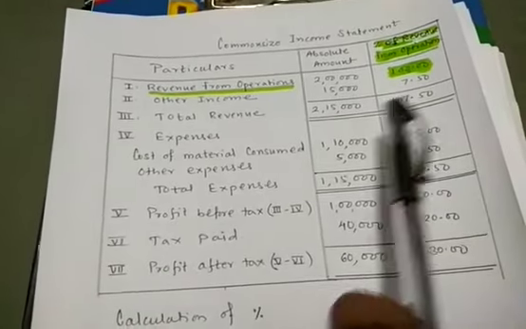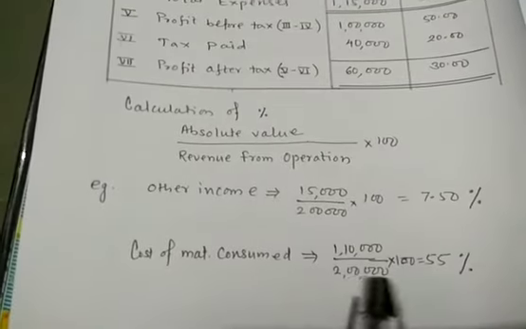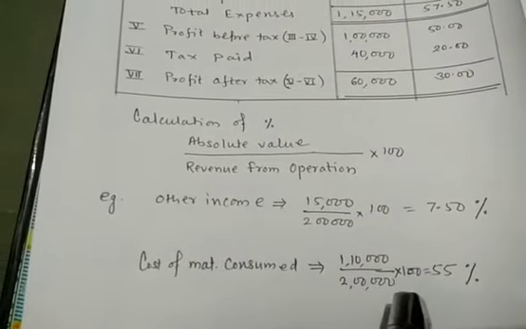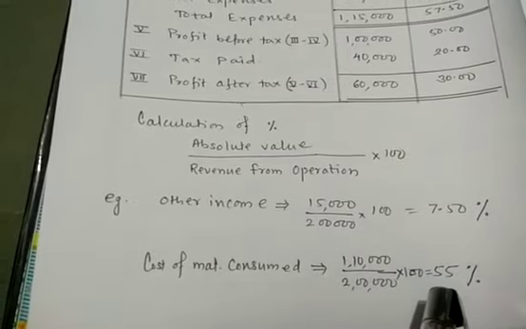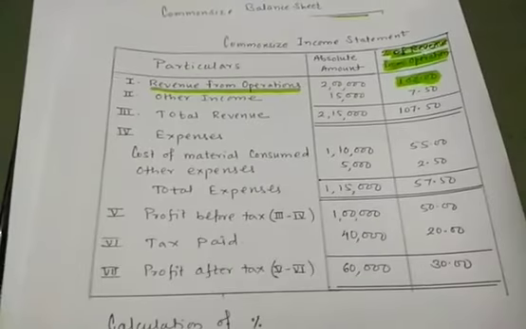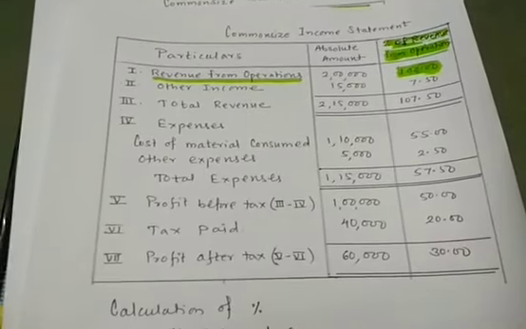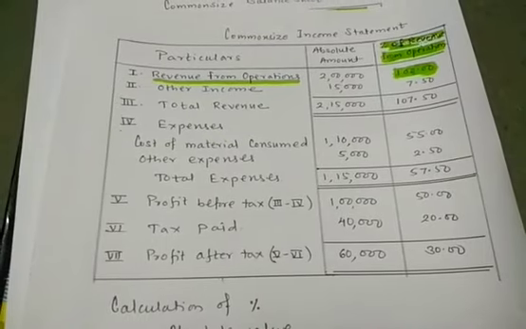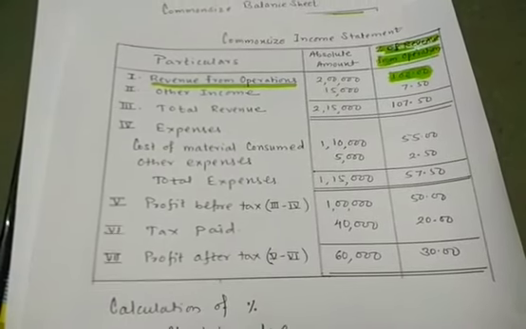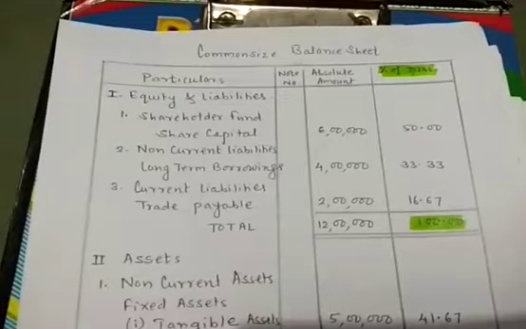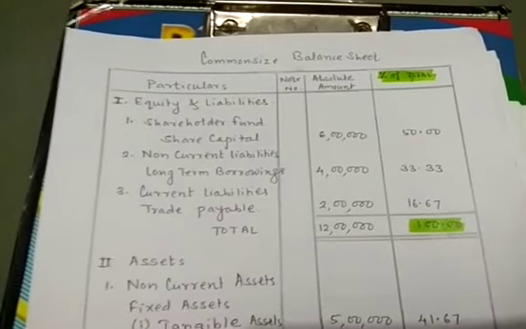With respect to cost of material consumed, the cost of material consumed is 1,10,000. Now 1,10,000 will be compared with revenue from operations again. Multiplied by 100 gives you change 55%. Similarly, all the other values can be calculated as a percentage of revenue from operations. Let's see how the common size balance sheet is prepared.